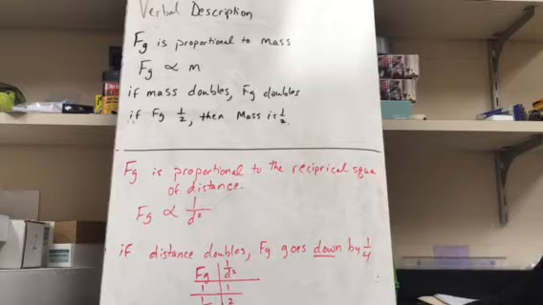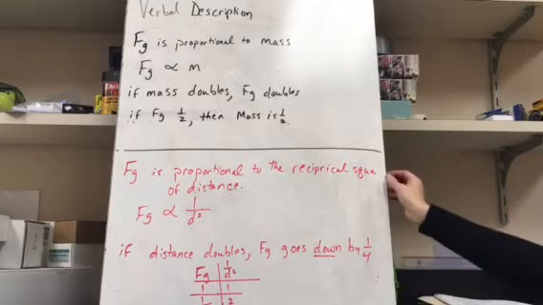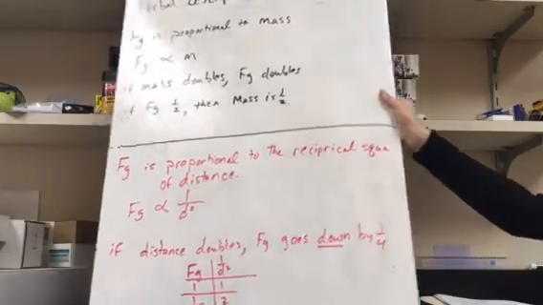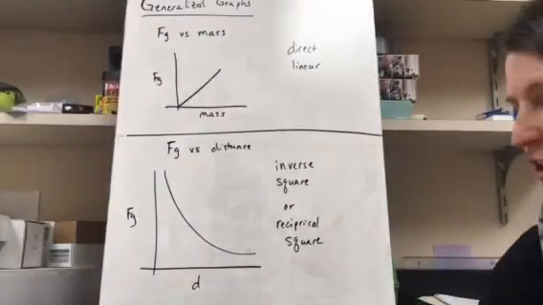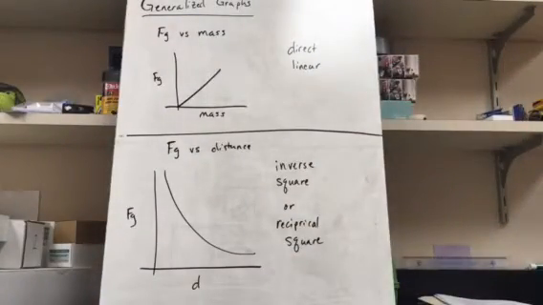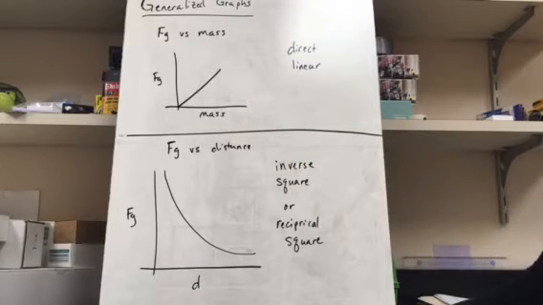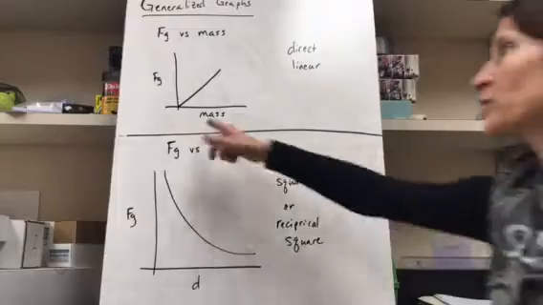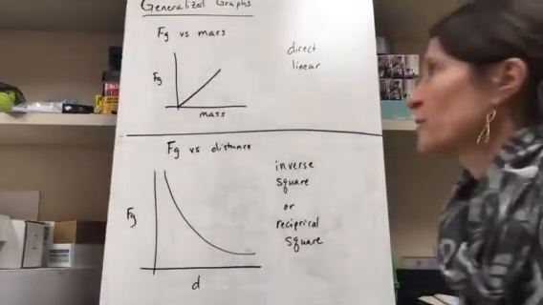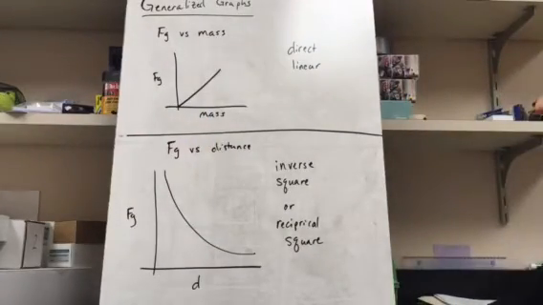F of g and weight are both vectors. They both deal with the force of gravity, which can change based on mass and distance, okay? If we look at the graphical relationships between these, you should have discovered, probably in the peer review session, that the relationship between f of g and mass is a direct linear relationship. So we do have a 0, 0 intercept. You should have been able to discount your y-intercepts from error, okay?